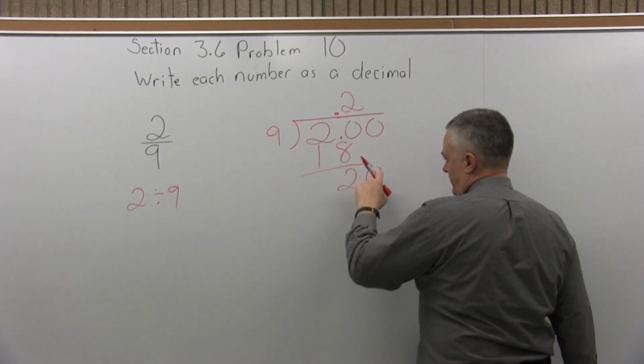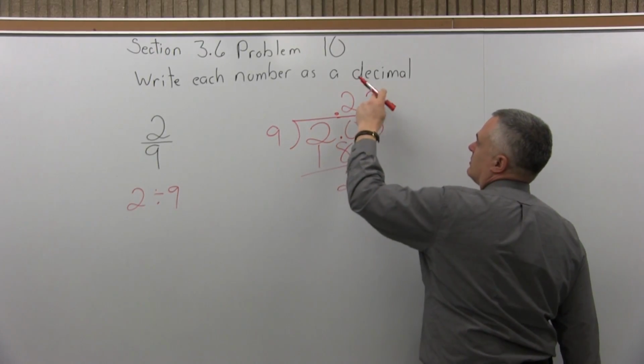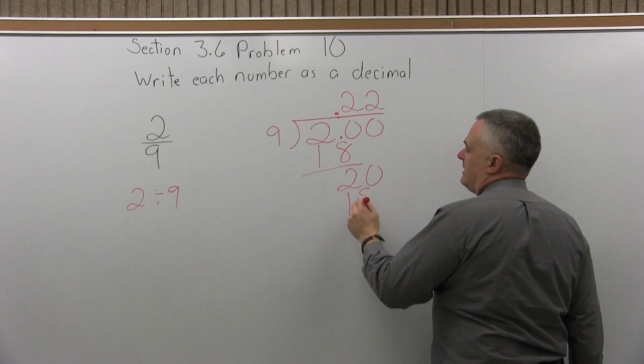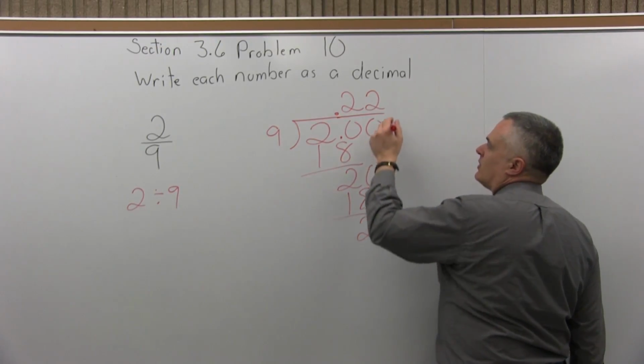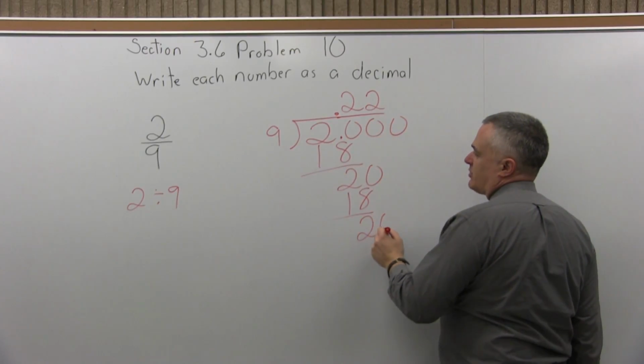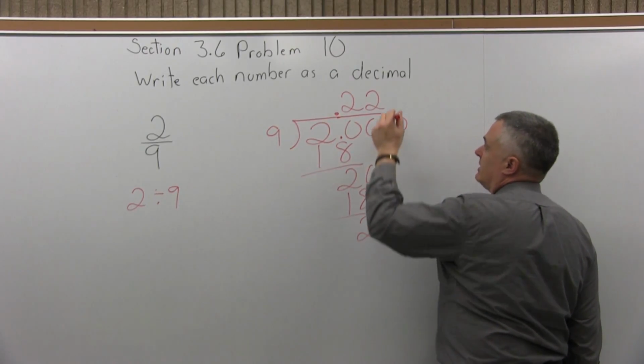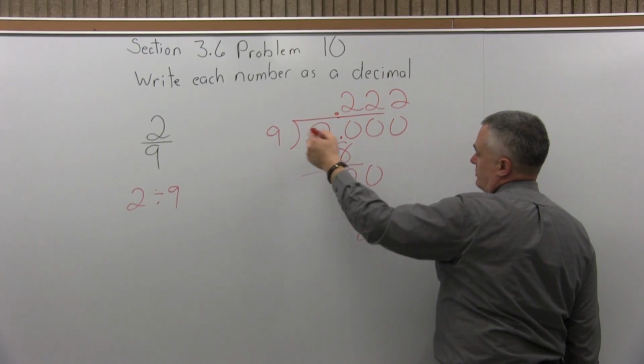So 9 will fit into 20. It'll go in 2 times. So 2 times 9 is 18. And when I subtract 20 minus 18, it's 2 again. So what's going to happen is I can keep adding zeros and bring them down. Every time it's going to be a 20. So 9's still going to go into 20 2 times.